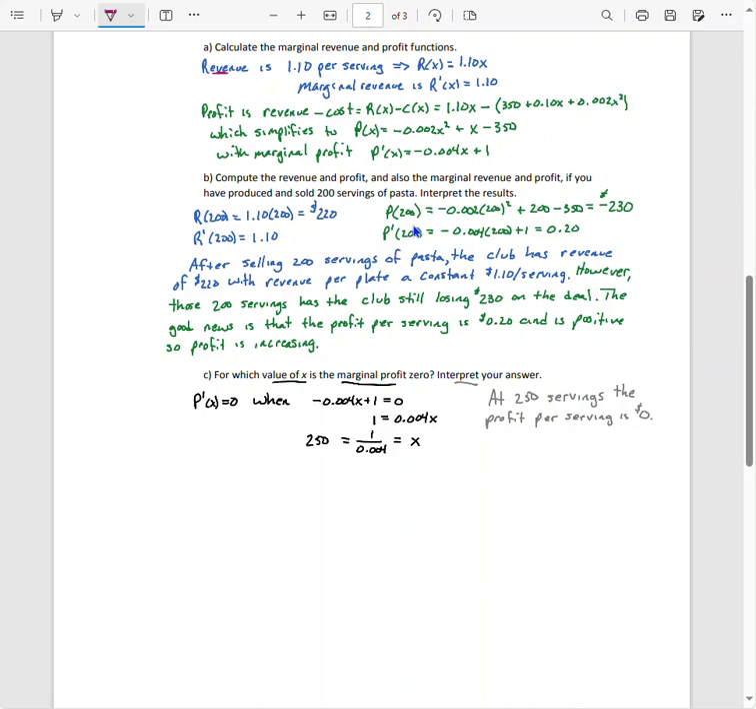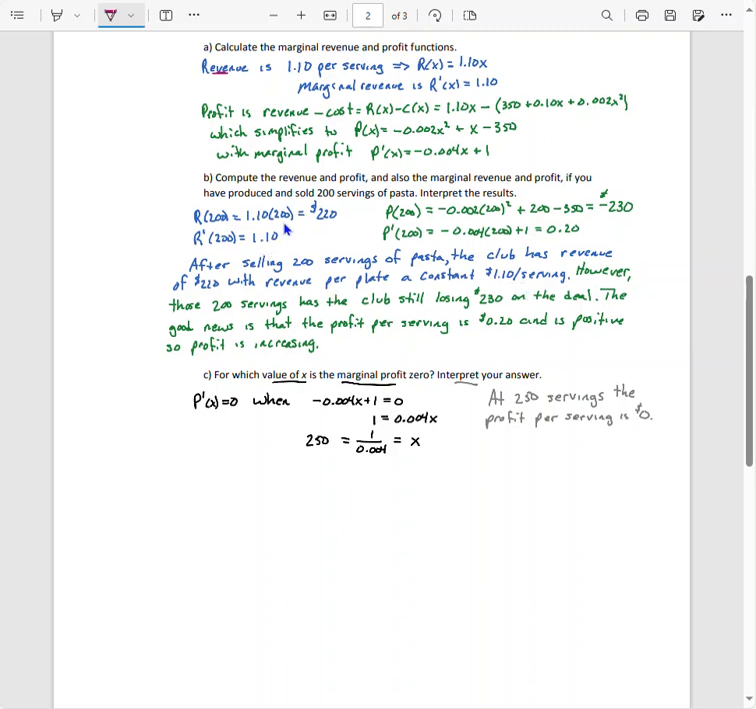Our profit, however, when we sell 200 plates of pasta and we use our profit function, we end up with a negative $230 profit. Negative and profit, they don't go together well. But the marginal profit, right, when I put in 200, the marginal profit is now 20 cents. So I should gain 20 cents on my next sale, right? After selling 200 servings of pasta, the club has a revenue of $220 with revenue per plate at a constant $1.10 per serving.